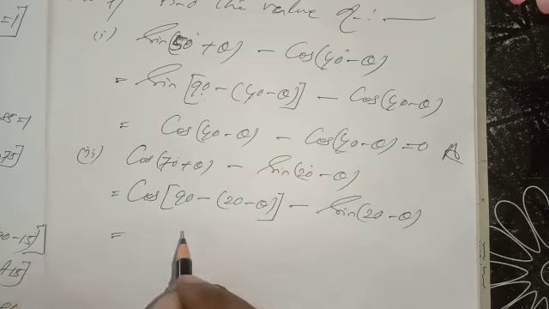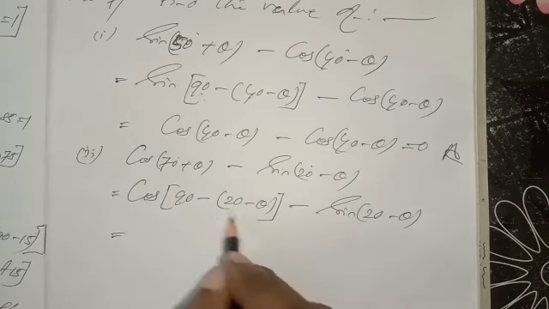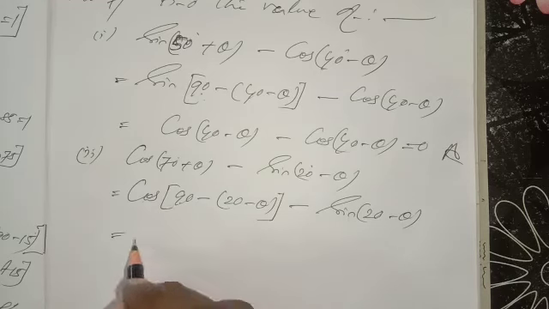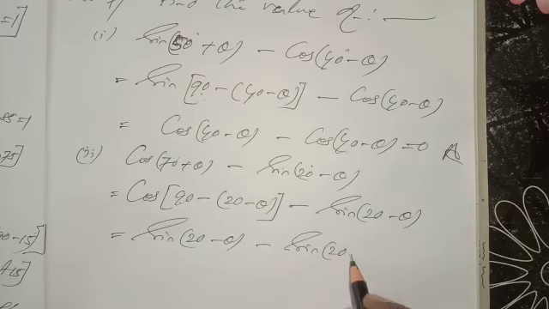And this one, how much is coming? Cos 90 minus theta is how much? Cos 90 minus theta, you think this is totally theta. Cos 90 minus theta is sin theta. That is sin 20 minus theta. Sin 20 minus theta minus sin 20 minus theta. How much are you getting? Both are cancelled, 0 is coming. In this one, the second part is also completed.